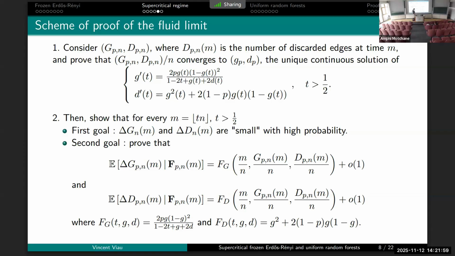And once we have this, we will just apply some general limit theorems for such processes. For example, there is the so-called differential equation method that was developed by Nicholas Wormald in the late 20th century, and which gives some fluid limit results if you have both these conditions.